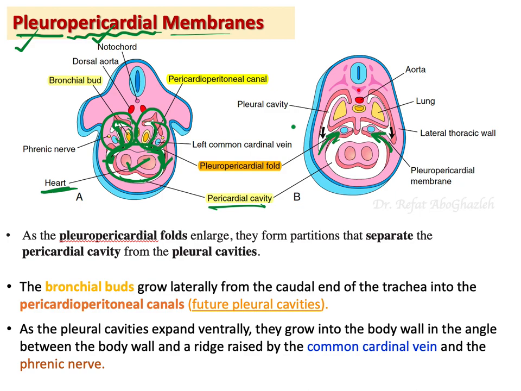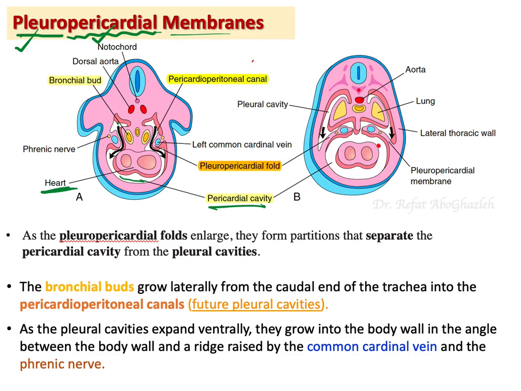But with further development, as you see, the pleuropericardial folds grow more and more until they unite with each other and close it, right? So now the pleural cavity that includes the lung is separated from the pericardial cavity that includes the heart. So I would like to draw your attention to this very important membrane, the pleuropericardial membrane.